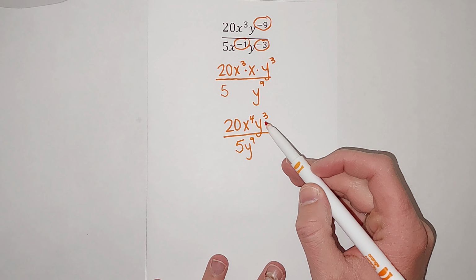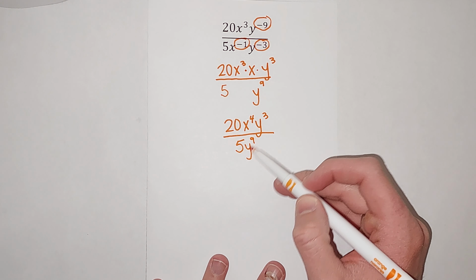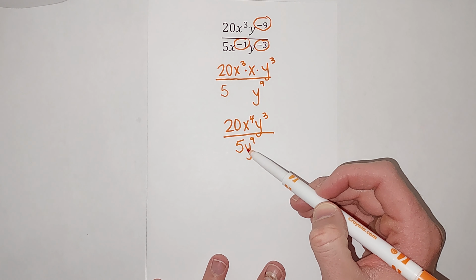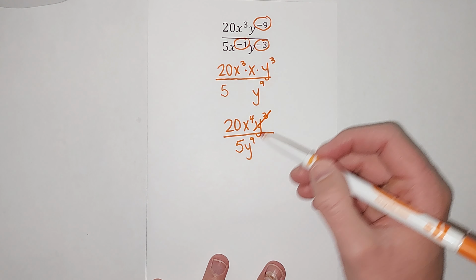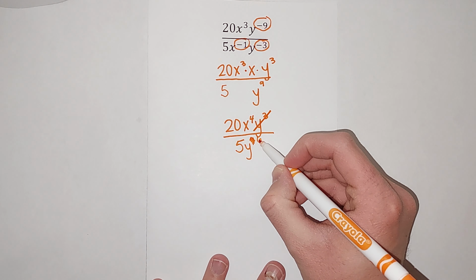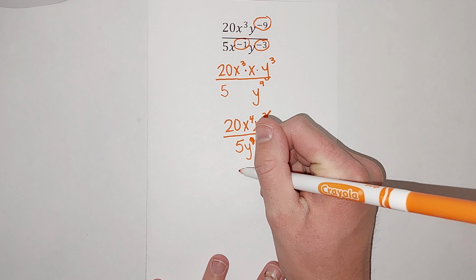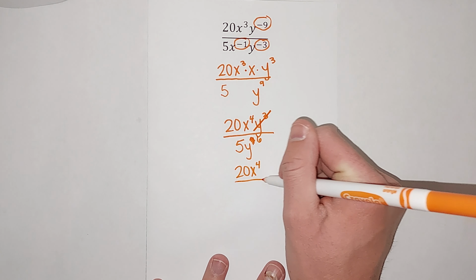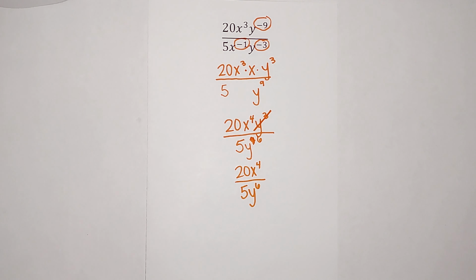So I've got y times itself 3 times up here and y times itself 9 times down here. So 3 of these y's are going to cancel with 3 of these ones, okay? So these ones are going to be gone. And then I'm taking 3 of these ones away, so it's going to be y to the 6th, okay? Now, so we're going to have 20, x to the 4th. All my y's on top canceled. I've got 5y to the 6th on the bottom.